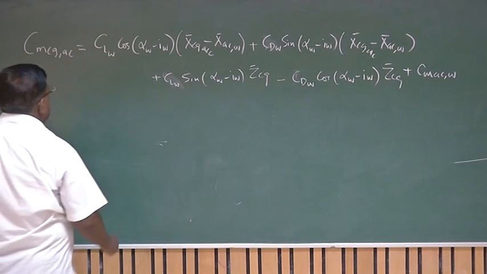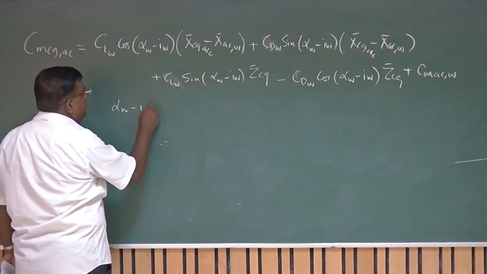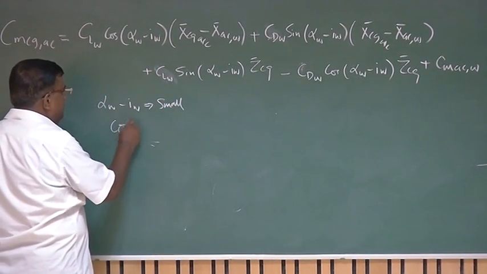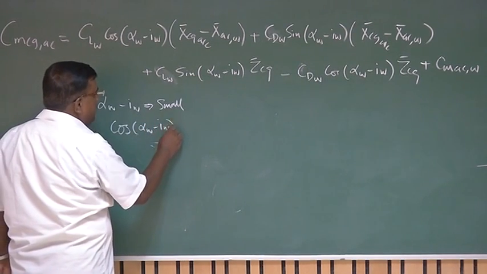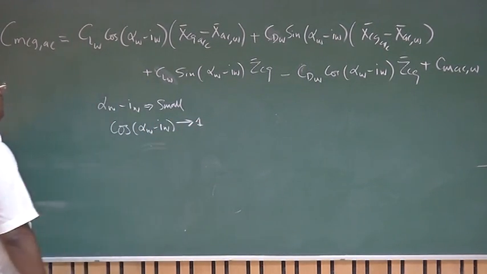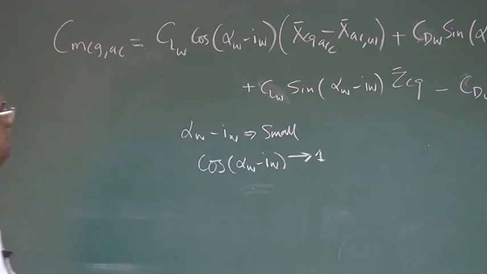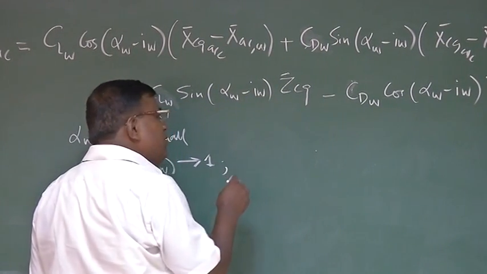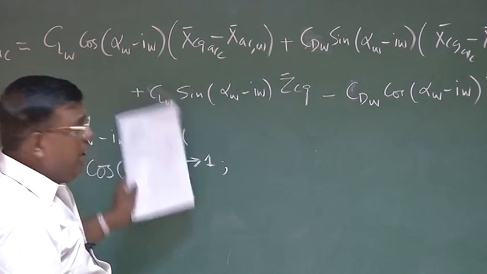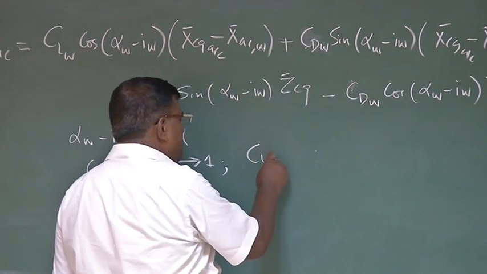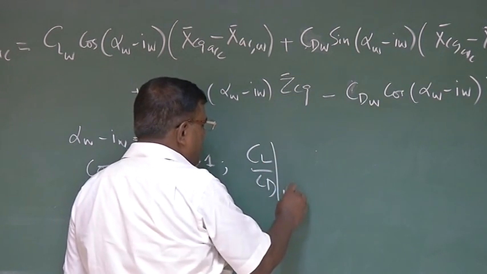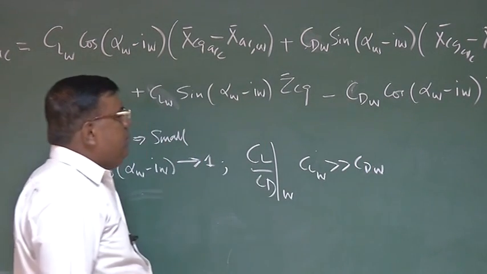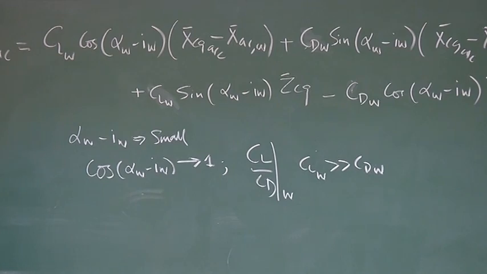What do we say now? Let alpha W minus IW be very small. So cos of alpha W minus IW tends to 1. Also, we try to simplify it further. We are not happy just this term will become 1. We say CL by CD of the wing is such that CL of the wing is greater than CD of the wing. So we'll also assume alpha wing minus IW is small.